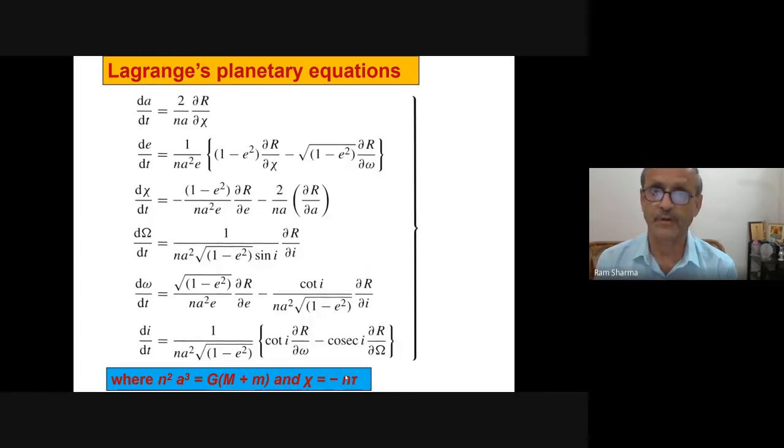You need short periodic perturbations for calculating the mean elements, because as I told you, the oscillating elements are equal to mean elements plus the short periodic perturbations, and short periodic perturbations are a function of the mean elements. So if we have a satellite whose perigee is of the order of 1000 kilometers or say 600 kilometers, and apogee of the order of 20,000 kilometers, we have all kinds of satellites now in orbit.